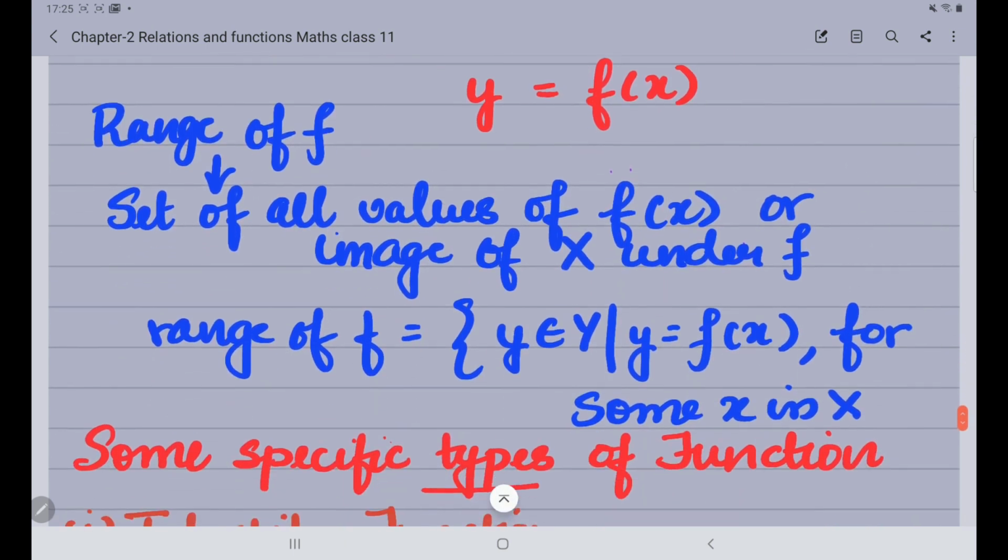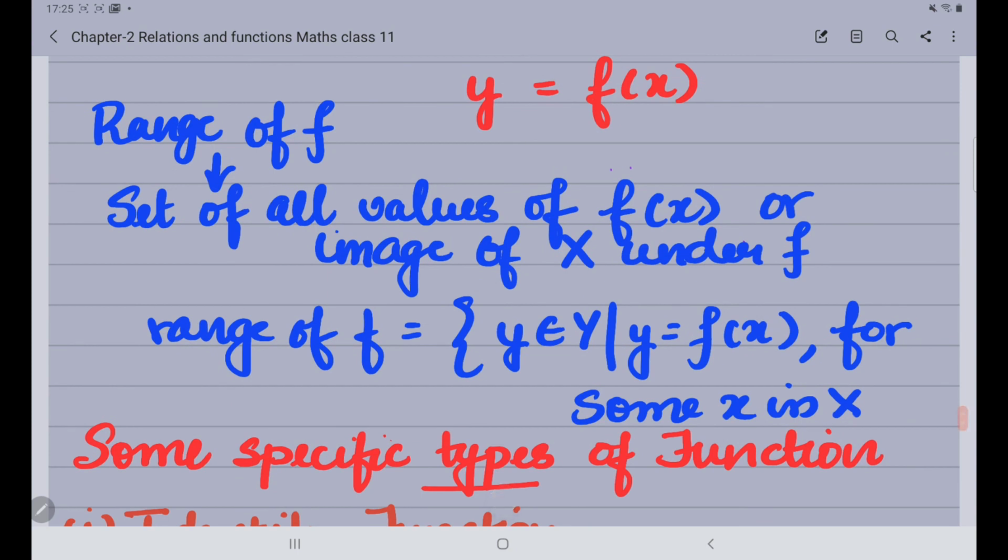Then, what is the range of f, that is, the range of a function? The range of a function is nothing but the set of all values of f of x, or the image of x under f. When we collect all these values of f of x together, it forms the range of the function. The range of a function in set builder form can be written as the set of y such that y belongs to Y, where y is equal to f of x for some x in X. That's how you represent it in set builder form.